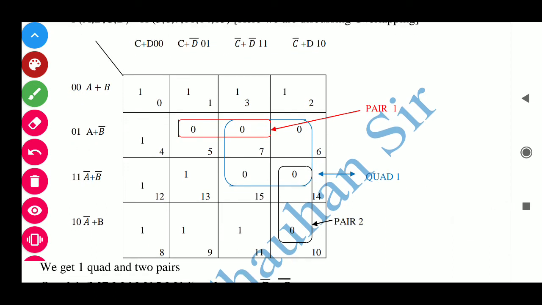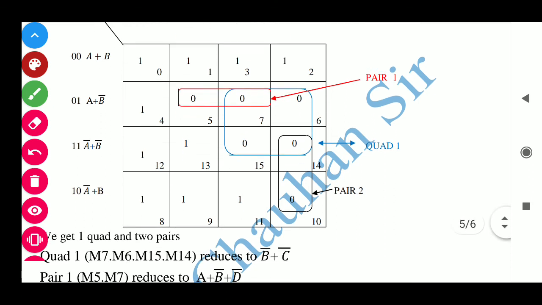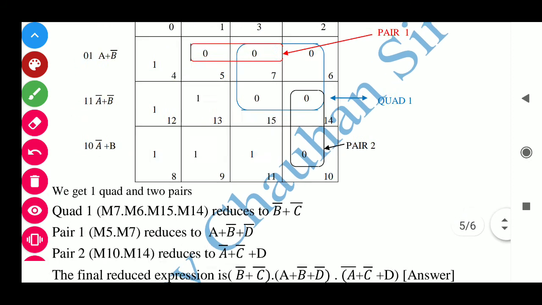overlapping is used. You can see pair 1, because for pair 1 we have taken one common, that is 7th cell, and for pair 2 we had taken cell 14, okay, like this way. So we get 1 quad and 2 pairs, okay, and we will write their expressions.